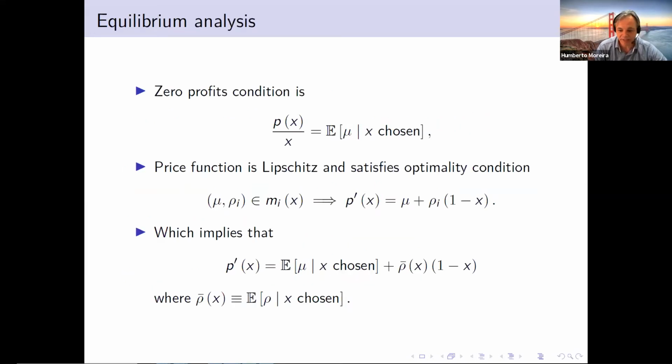So, the equilibrium analysis. The first thing is that, from the zero profit condition, you see that the price per unit of coverage is going to be exactly the expected risk, given the contract chosen by the types that choose this level. This is exactly the zero profit condition.